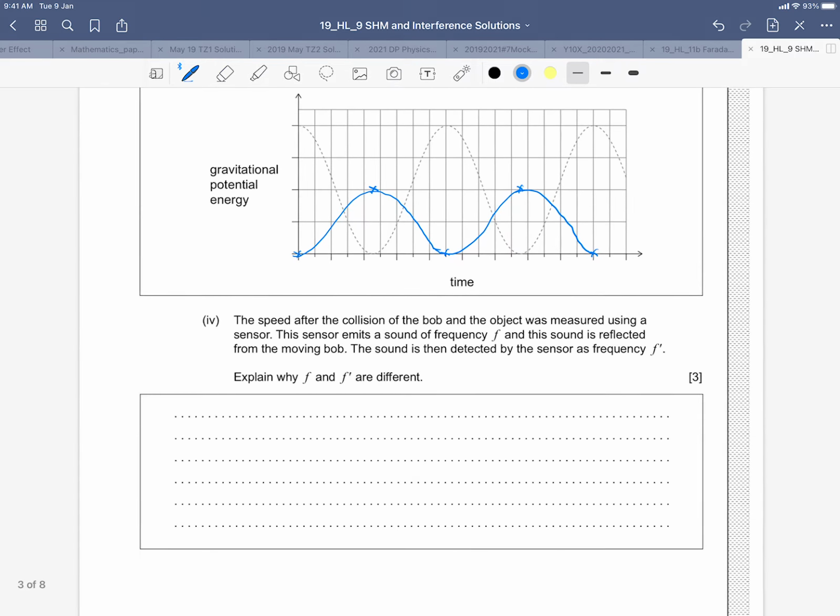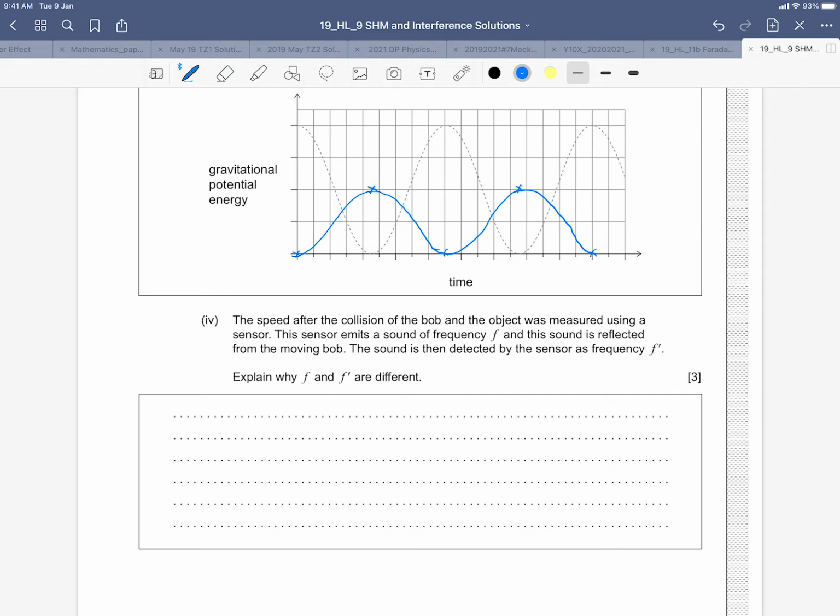And then it suddenly jumps to a Doppler effect question. Speed after the collision was measured using a sensor, probably an infrared sensor, like the motion sensors that you probably have used in class. The sensor emits a sound that is reflected off the moving object. That reflected sound is detected. It has a slightly different frequency, and it's from that difference in frequency that it determines the speed of the moving object. But we have to explain why those frequencies are different. So you basically have to explain the Doppler effect.